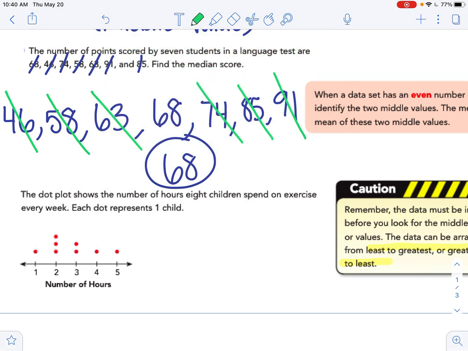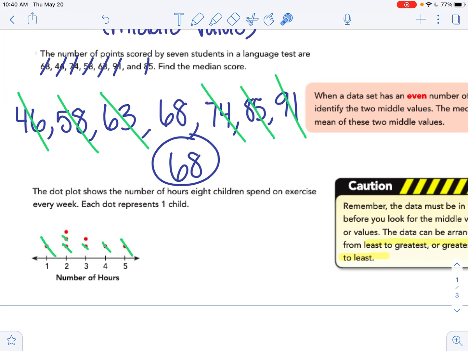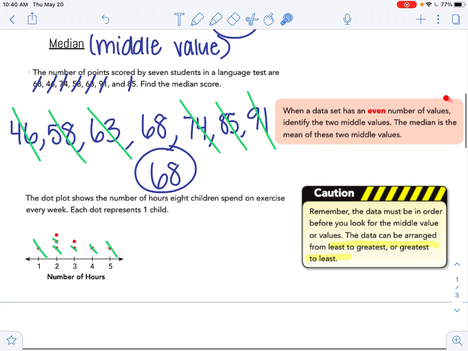Okay, so I'm going to start crossing off at 1 and then 5, 2, 4, 2, 3. Now, different than last time, we had one exact number directly in the middle. But here, we have two values still left over. And so when that happens, we have to follow what's listed here in our red box. That when we have an even number of values, to identify our middle point, we have to find the mean of those two middle values.